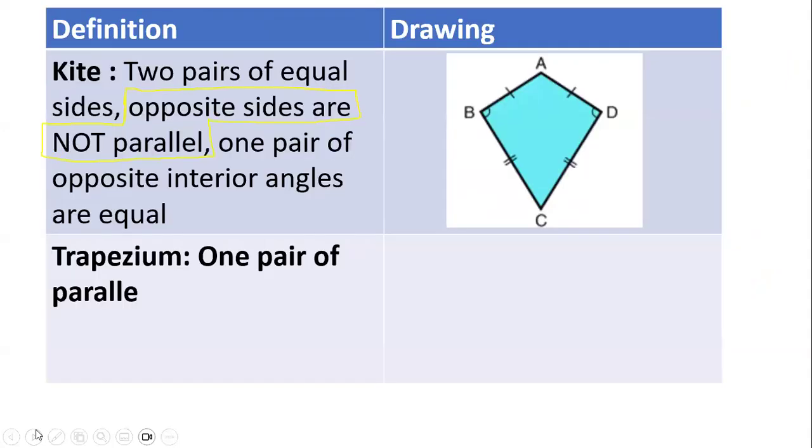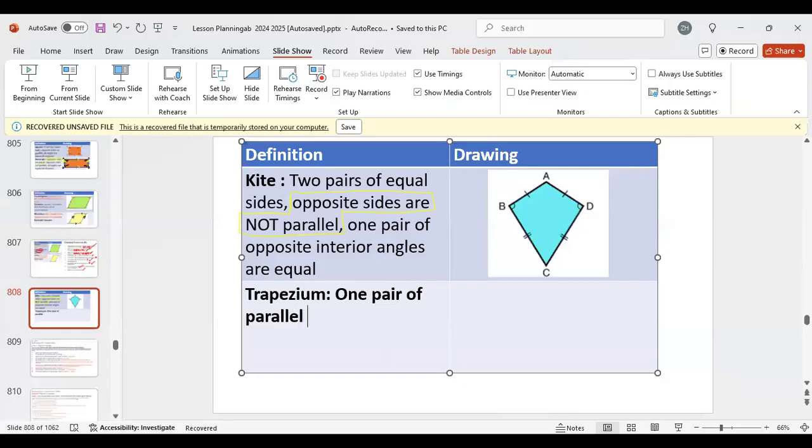One pair of parallel sides. No equal angles. No equal angles. No line of symmetry.